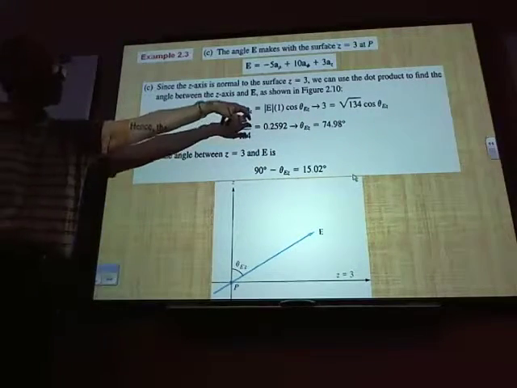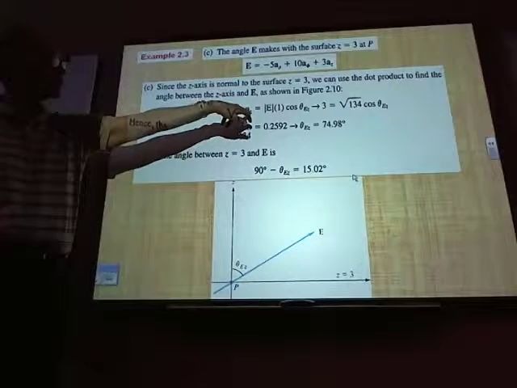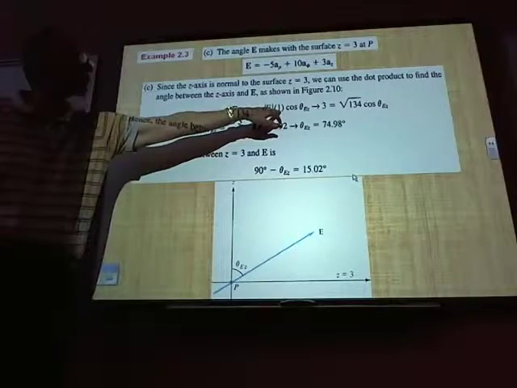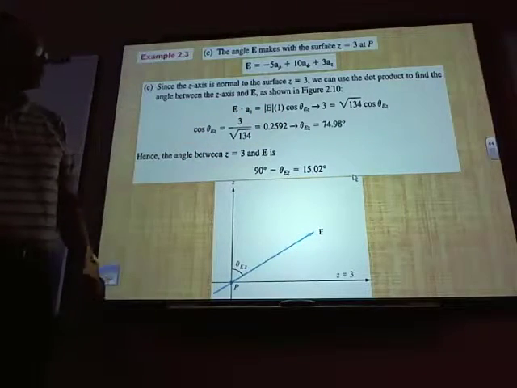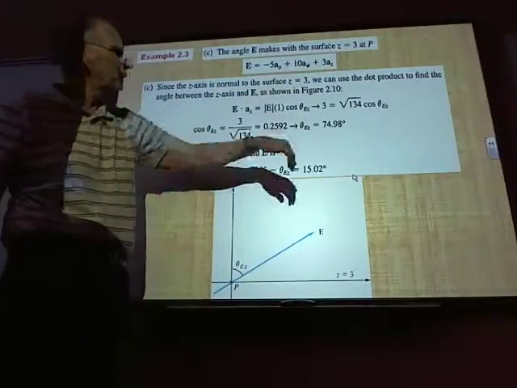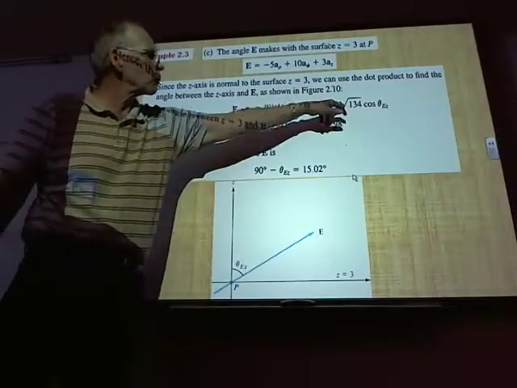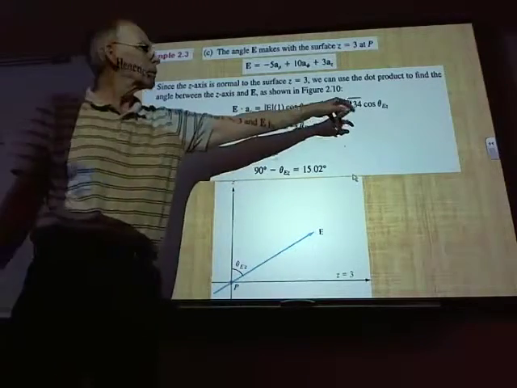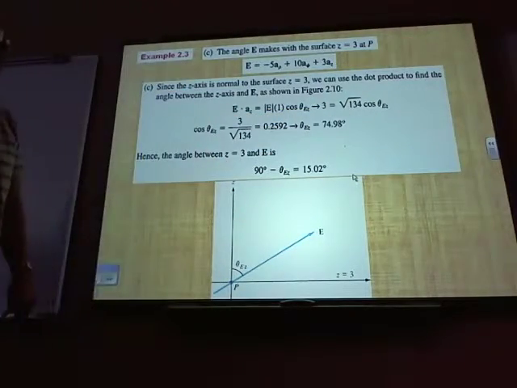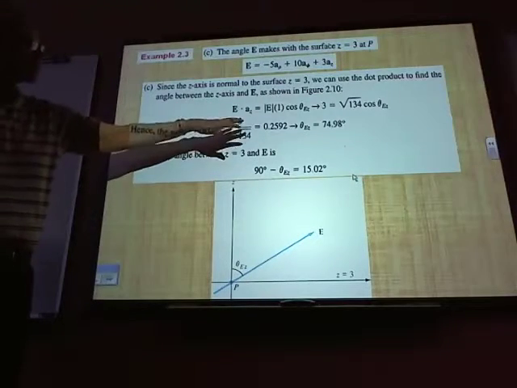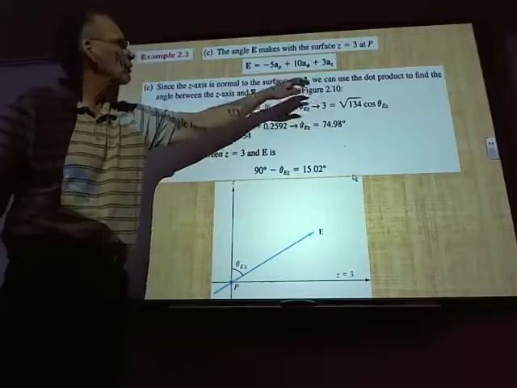What's the magnitude of A sub z? The magnitude of A sub z, what is it? 1. It's a unit vector. What's the magnitude of E? Well, I take the square root of 5 squared plus 10 squared plus 3 squared, and that gives me the square root of 134. The only thing I don't know up here is cosine of theta. So I can dot those together, and when I dot those two together, I'm going to get a value 3.